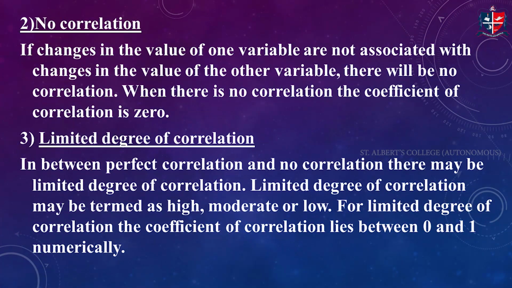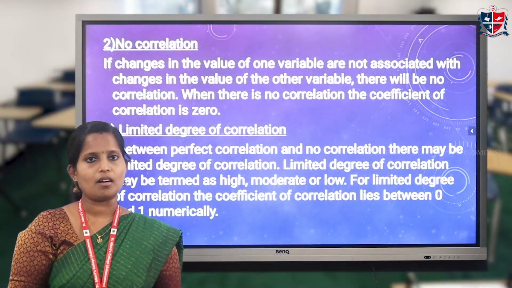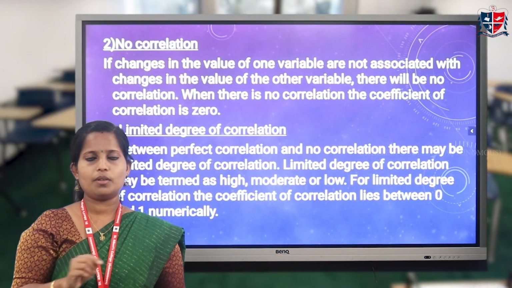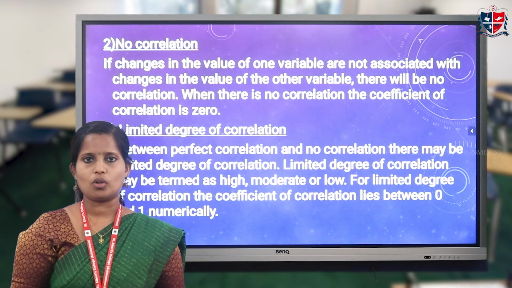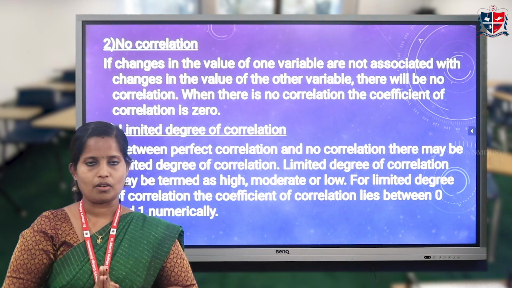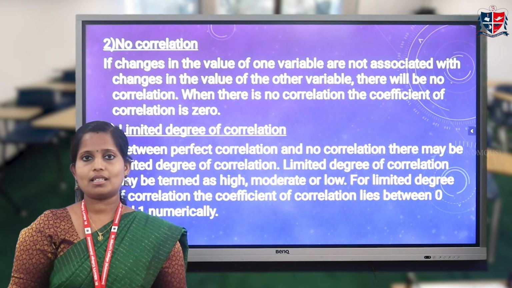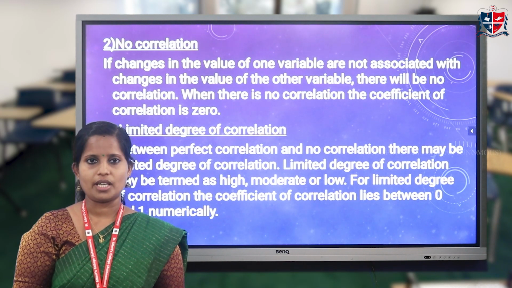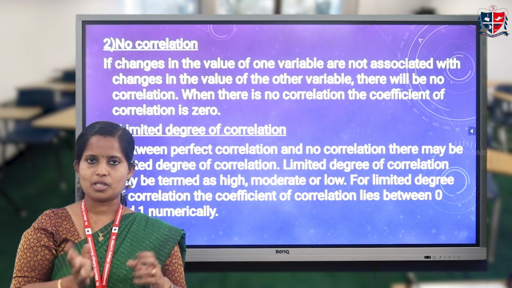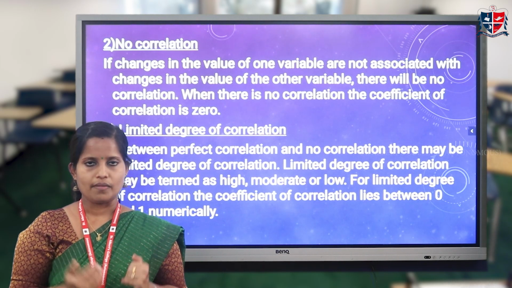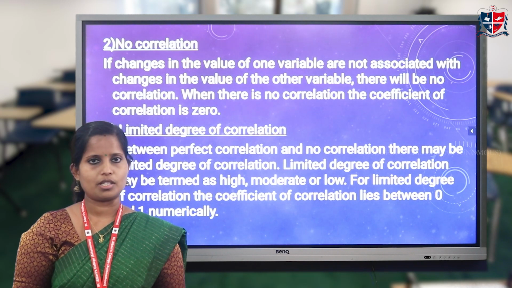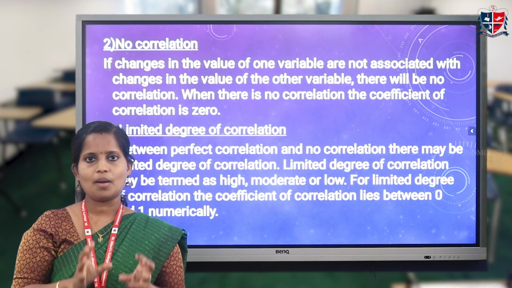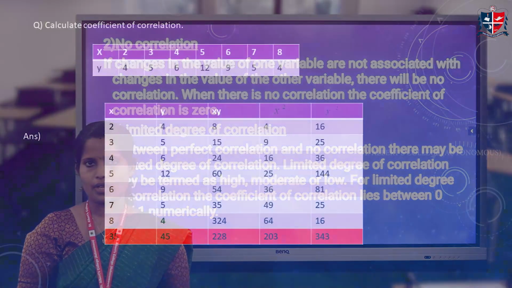Then suppose you are given particular data, you use the formula for finding the Karl Pearson correlation coefficient, and you get the correlation coefficient value as 0. Then we can say that there is no correlation between the given variables. There is also a chance of the values being between 0 and 1, or between -1 and 0. When we obtain a value between 0 and 1 as the correlation coefficient, we can say that there is a moderate correlation between the two variables.